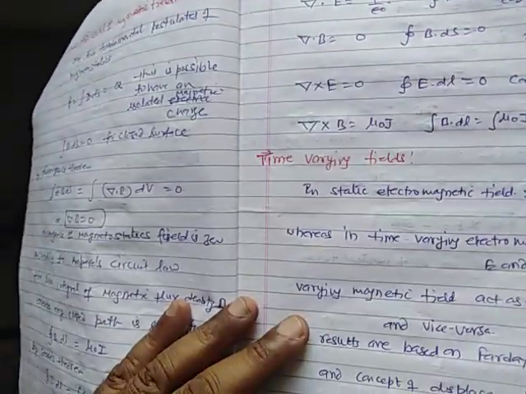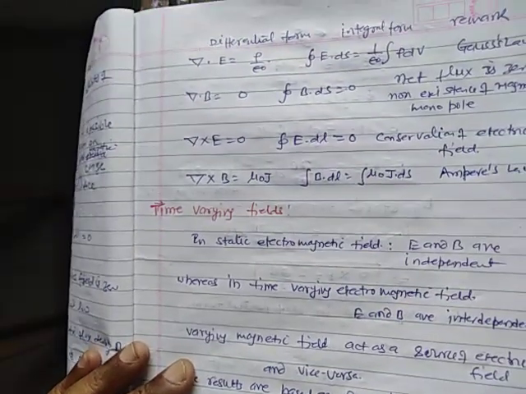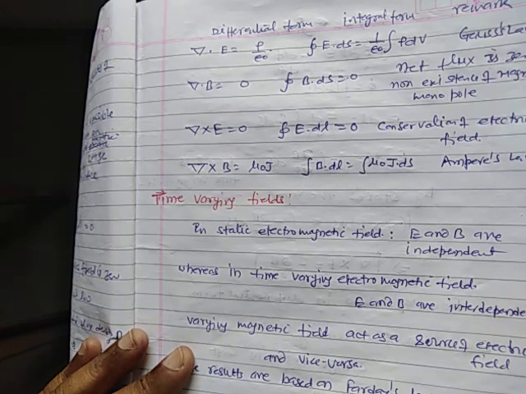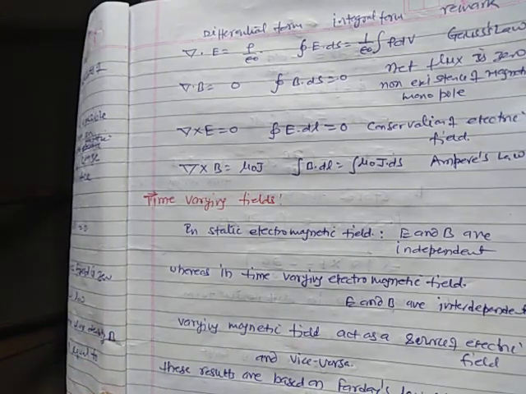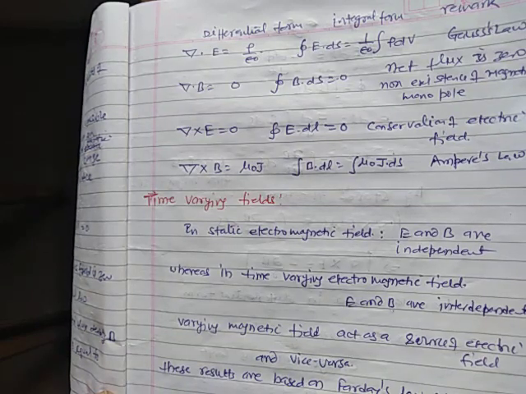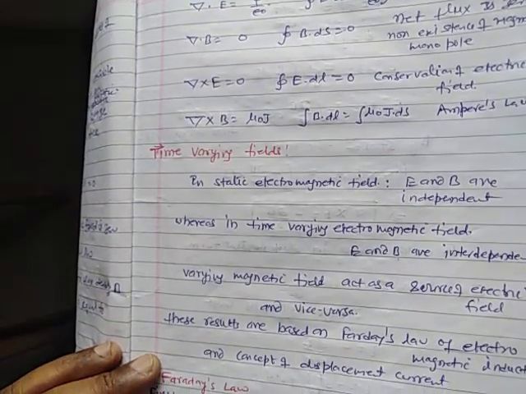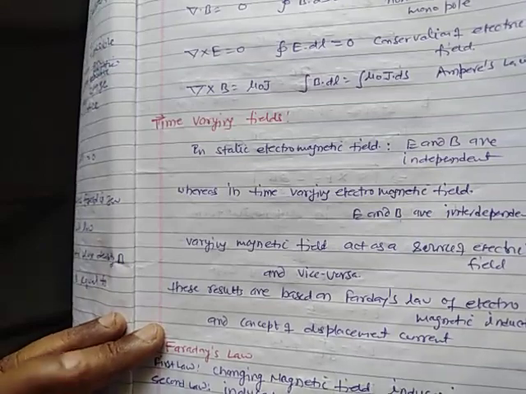Now we will discuss the time varying field. In static electromagnetic field, E and B are independent, whereas in time varying electromagnetic field, E and B are interdependent. So a varying magnetic field acts as a source of electric field, and vice versa, a varying electric field will act as a source of magnetic field. These results are based on Faraday's law of electromagnetic induction and the concept of displacement current.